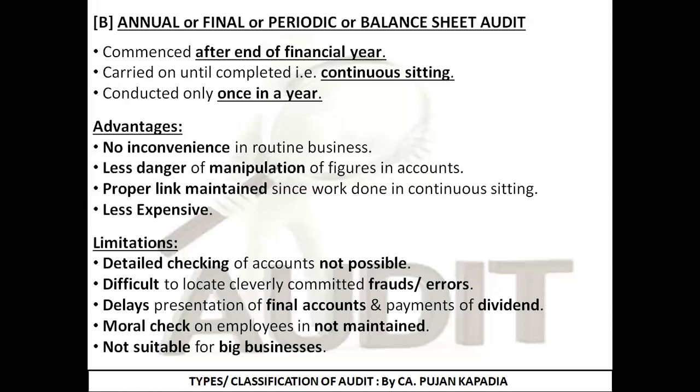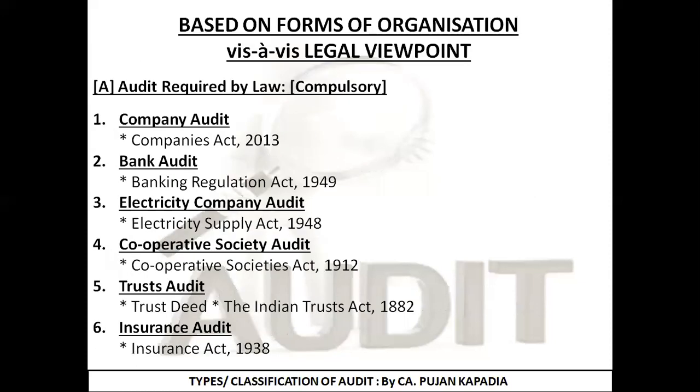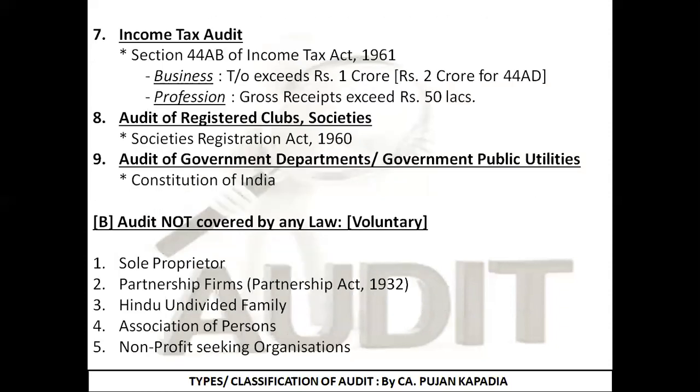I hope friends you are very well clear with the topic that we have covered today. The first topic that I explained was compulsory audit that is required by any law, under which we have taken 9 points. I laid more stress on the seventh one. That is, if you are running a business, your limit is 1 crore. If you are not taking advantage of 44AD, that is 2 crores. And if you are running a profession, the limit is 50 lakhs. If your turnover or gross receipt exceeds this amount, then it is compulsory to get your books of account audited under Income Tax Act 1961.